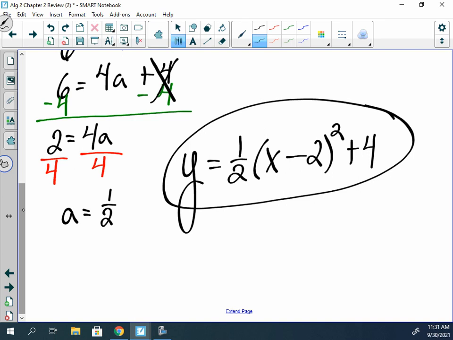So for these here, really what we're doing is plugging the h and k in to start the equation, plugging in the point to solve for the value of a, and then simplifying from there. So y'all can go on and head out. Now, does anybody want to see the other type with the x-intercepts?